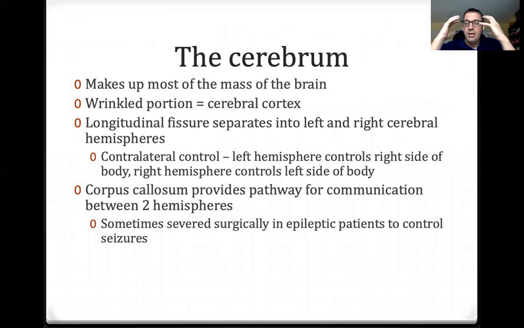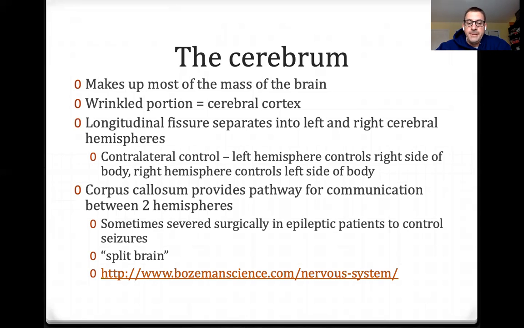That kind of shuts down the electrical storm that happens in your brain when you have an epileptic seizure. People with this actually end up with a disorder called split brain disorder. And I'm going to share this video in Schoology, this link right here. If you just watch like the first 4 minutes of it, you'll see what split brain is. And it's really bizarre, really kind of cool if you're into brain stuff. So I'll share that link so you can do that.